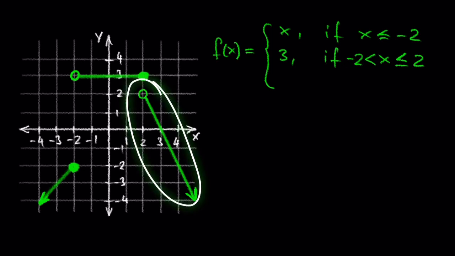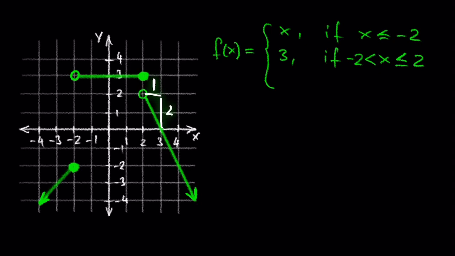Our last part of our function f of x has a slope of, let's see, when we go 1 unit to the right, we have to go 2 units down to hit the graph. So the slope is 2 over 1, which is 2. But be careful, the slope is negative because the graph of this piece is decreasing. So the slope of this piece of our function f of x is -2. Let's say this is a straight line.